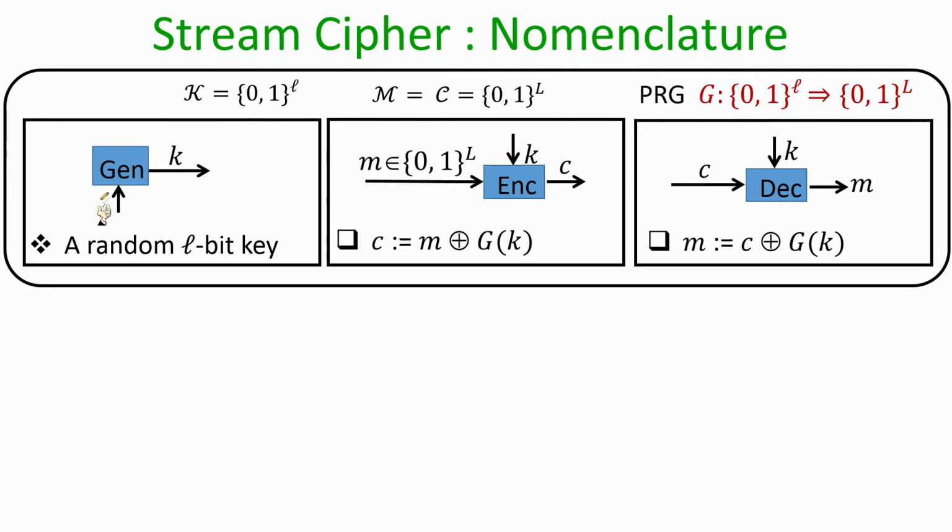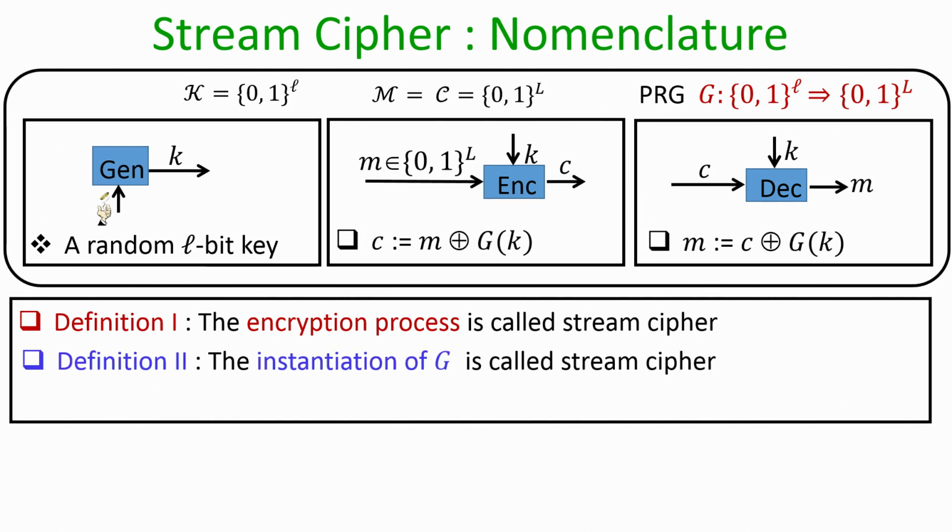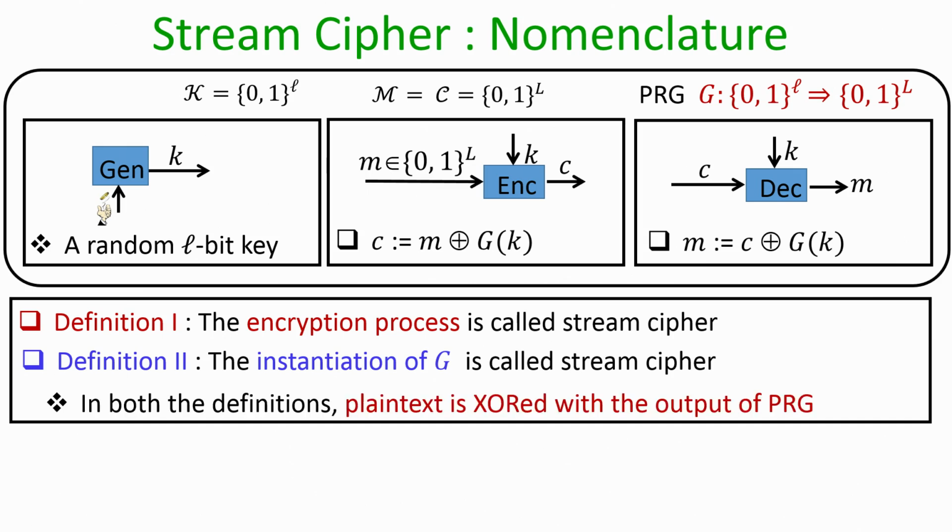In stream ciphers, different nomenclature is followed in the literature. We have a few sources which say that the entire encryption process is called a stream cipher, whereas other sources say that the instantiation of the pseudo random generator is called a stream cipher. Irrespective of whether we follow definition 1 or definition 2, the important thing is that the message M is XORed with the outcome of the pseudo random generator on a uniformly random seed, which is of much smaller size compared to the message size.